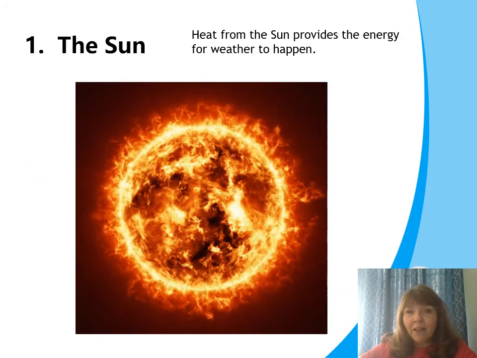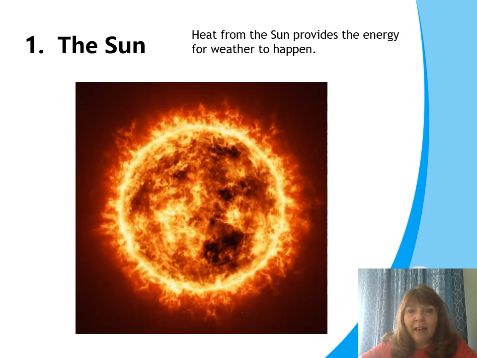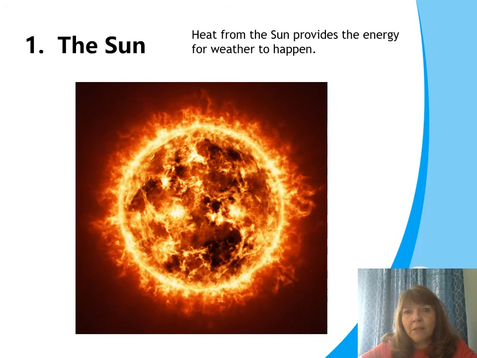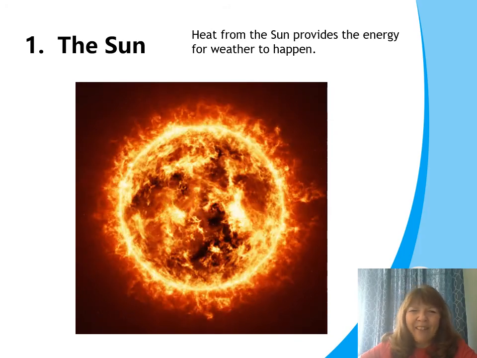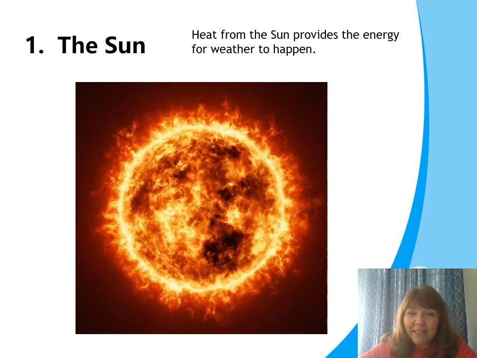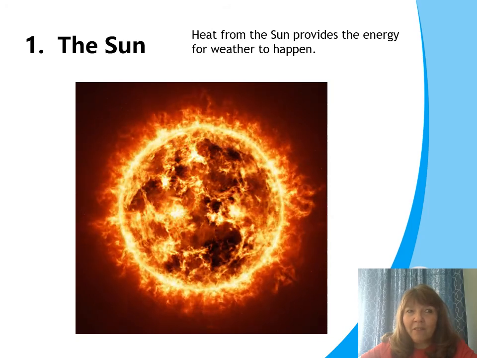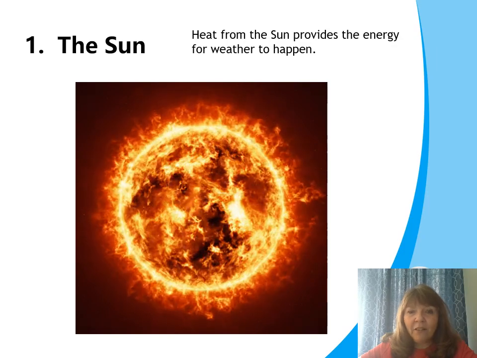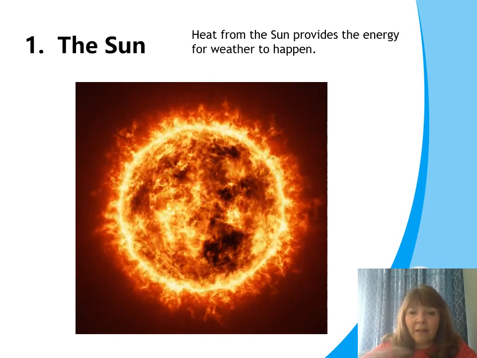The sun gives us a couple of things. First of all, it gives us lots of light so we can see when we go outside and see in our homes during the daytime. It also makes the moon shine because the light reflects on the moon. But it also gives us heat. So if you're outside on a warm day and you touch the sidewalk, you can feel the heat that the sun is giving to the earth. And so that heat is the energy that makes weather happen.